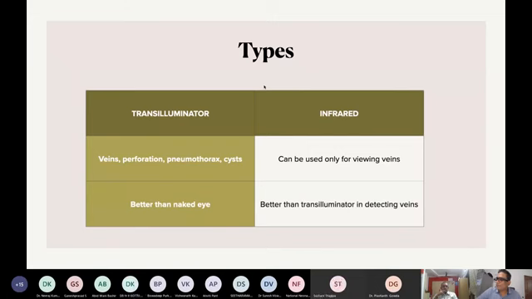Now, all this time I was talking about the transilluminator. So the transilluminator is the one with which you can look for veins, for perforation, for pneumothorax, for cysts, and definitely it is better than the naked eye. Whereas there is something called an infrared vein viewer. This can be used only for viewing veins, and there is research to say that it's better than the transilluminator in detecting the veins. I will show you what an infrared vein viewer looks like.